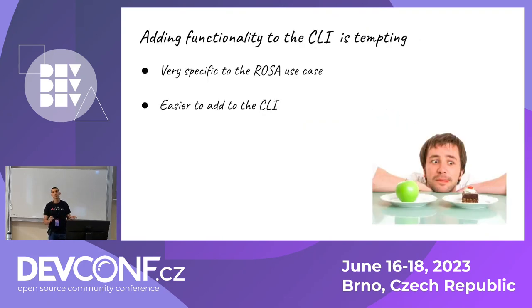It's very tempting to add this to the CLI because this is a very specific ROSA use case, so it's not interesting to other customers of the service. Another thing is that the CLI is a very small piece of code in comparison to the service. So it's much easier for a new developer to get in, put that small change inside the CLI, no need to get inside a lot of service logic, no need to worry about getting it merged with this big service.